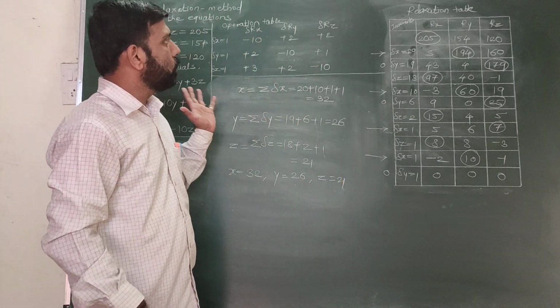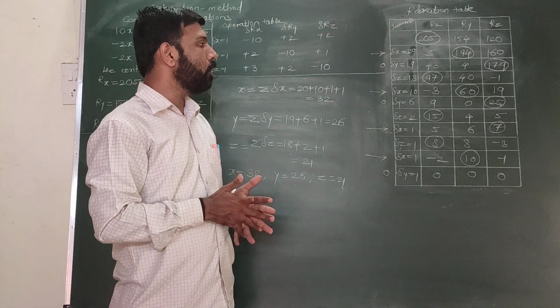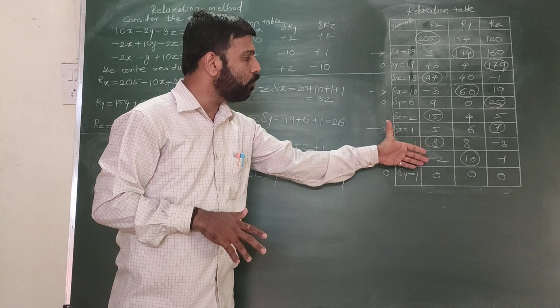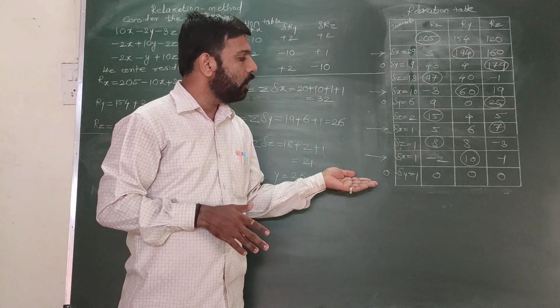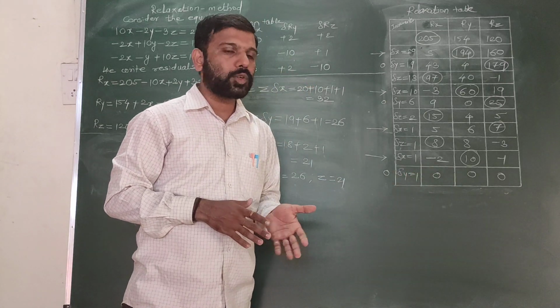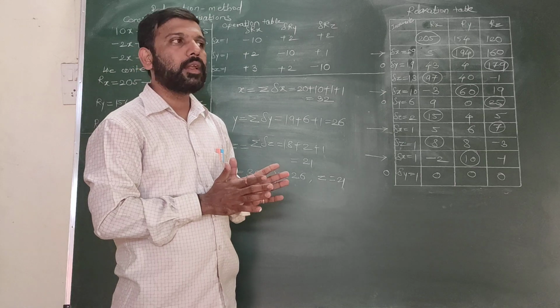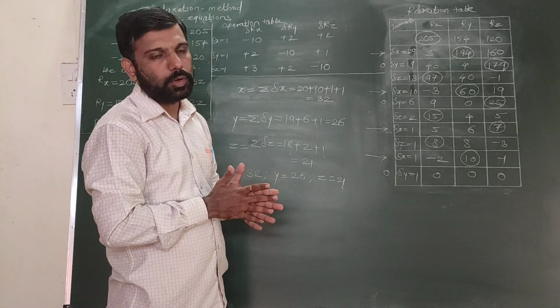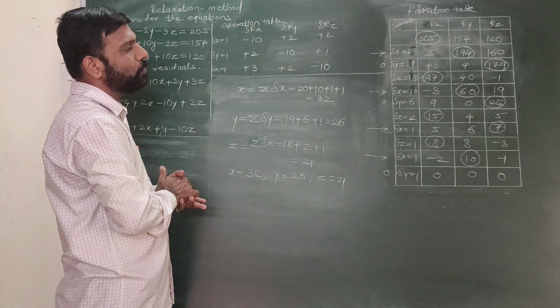Now in this problem I explained 4 to 5 increments, how to calculate. The same procedure you continue for next increments in x, y, z. You reach the last row where all three values are at a time 0 or they are approximately 0. Then in that case you calculate x, y, z like this.